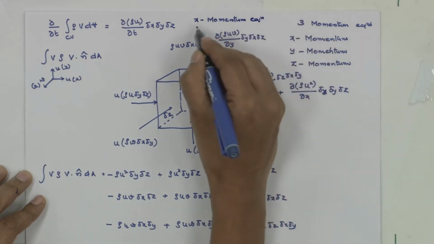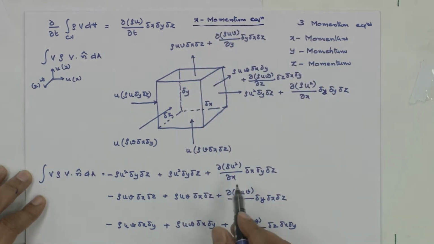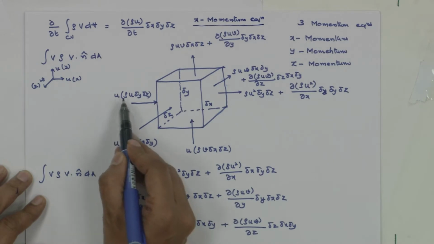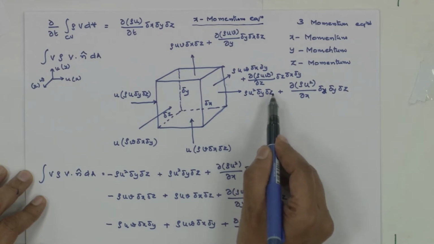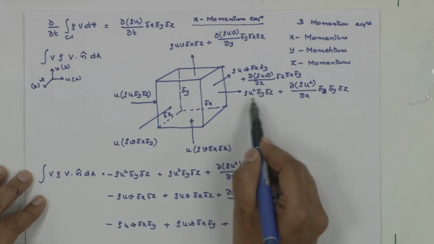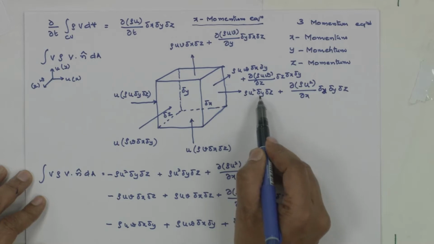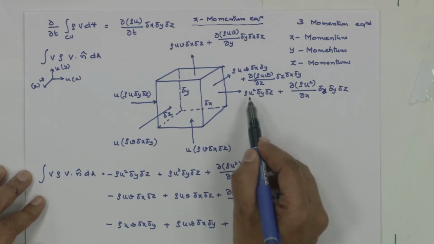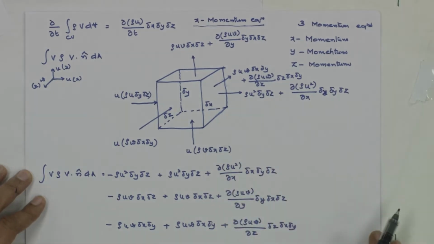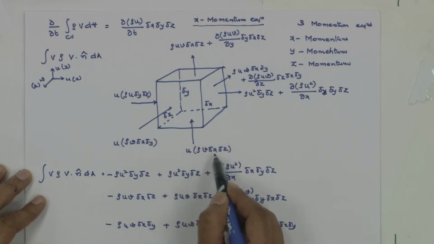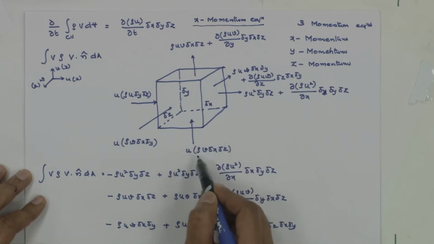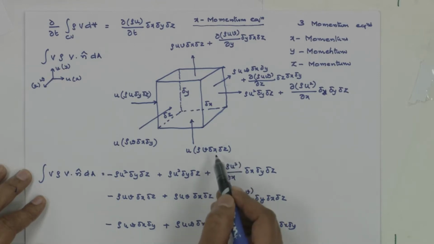I am bookkeeping the x momentum. Let me remind you, this is velocity into mass flow rate. Although I have written here as rho u squared delta y delta z, remember that should be visualized mentally as rho u delta y delta z, that is mass flow rate into velocity u, because that is the momentum in the x direction. Similarly, momentum in the y direction: mass flow rate in the y direction is rho v delta x delta z, into what momentum it is carrying in the x direction, that is u into rho v delta x delta z.